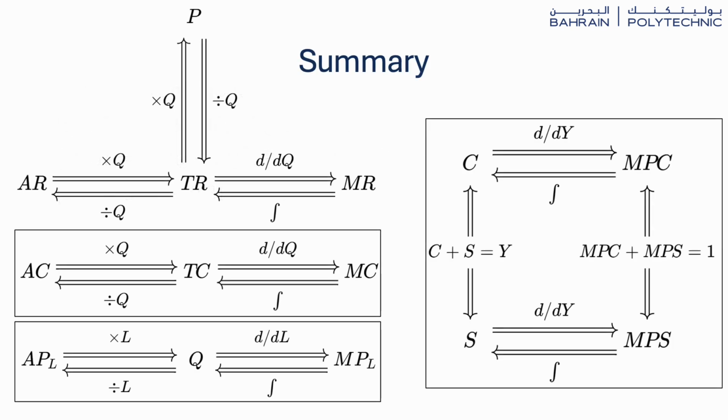As a summary, if we have the consumption function, by differentiation we reach the MPC, and if we integrate it, we go back to the consumption function, and the same thing for the saving function. From the saving function, if we differentiate, we will get the MPS, and if we integrate, we will go back to the saving function. Keep in mind that the consumption function and saving function together equal the national income, and both MPC and MPS add up to 1.